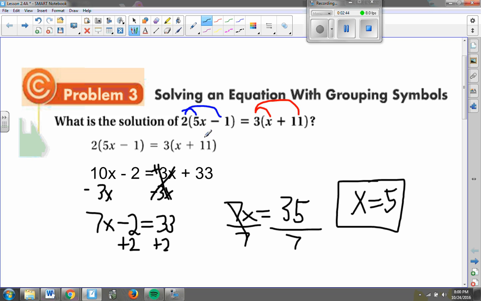I've taken this crazy long equation with parentheses on both sides, and I've gotten it to the solution for x, the number for x that will make this equal on both sides. The first thing I did again was distributive property, multiply the 2 by both pieces that are inside the parentheses, both pieces in the parentheses.